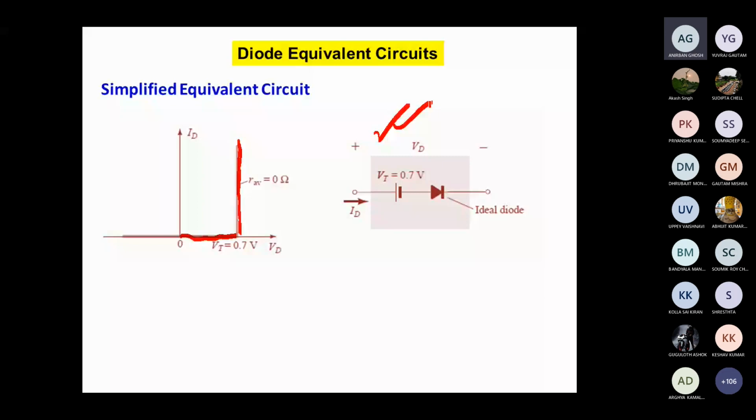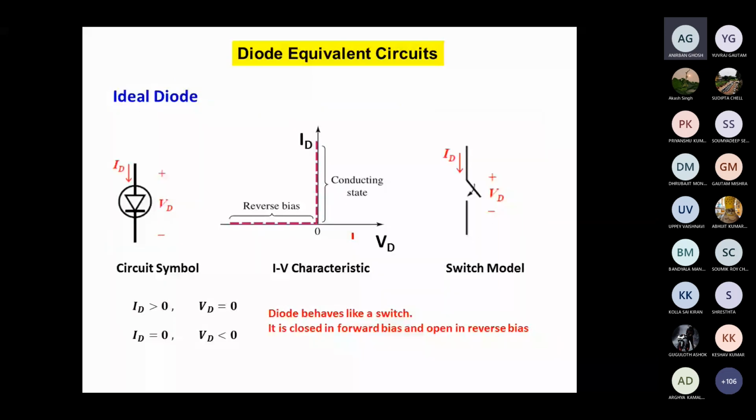Similarly, what are the ideal diode characteristics? Then for the ideal diode there is no VT. So we can say this type of thing is the ideal diode, but it is not used in real circuits.